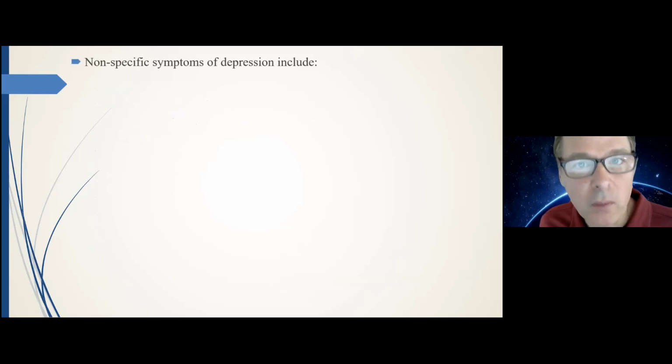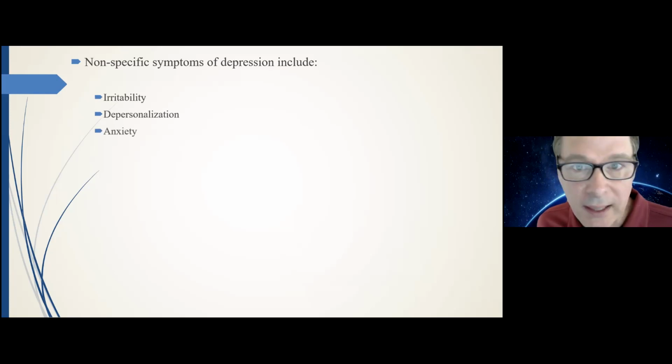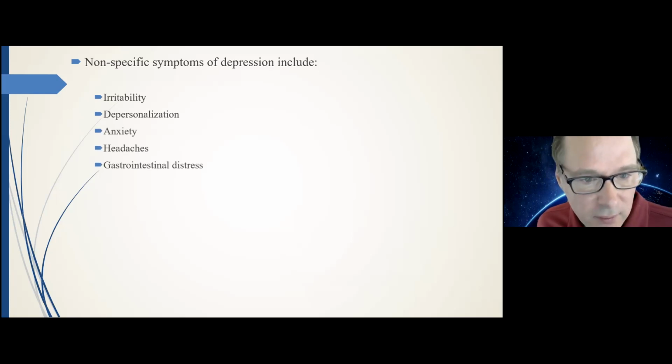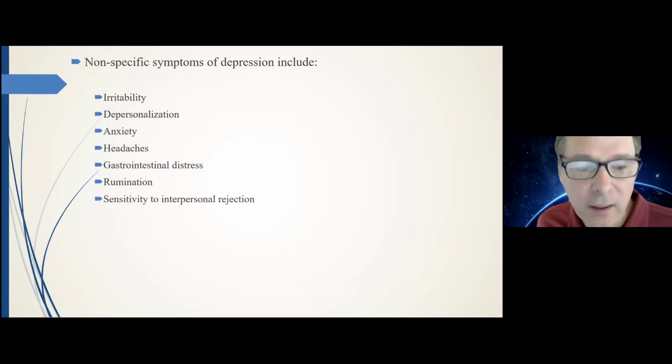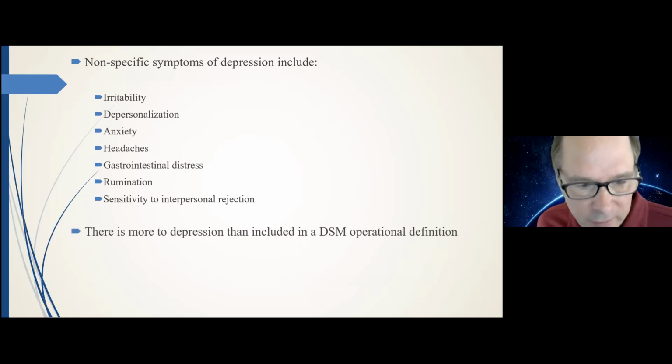What that means, though, is that there are also non-specific symptoms of depression. They're sensitive to depression, but they're not specific to depression, so they're not going to be included in the DSM definition. Some of these are irritability, depersonalization, anxiety, headaches, gastrointestinal distress, and rumination, all perfectly good depression symptoms, except they lack specificity. Oh, and sensitivity to interpersonal rejection. So there's more to depression than is included in a DSM operational definition.